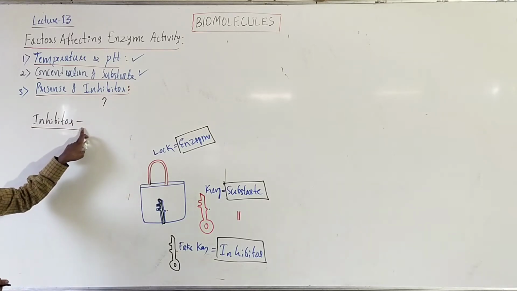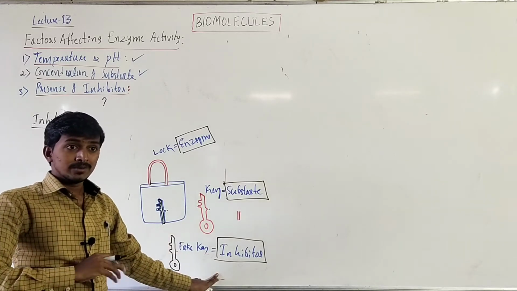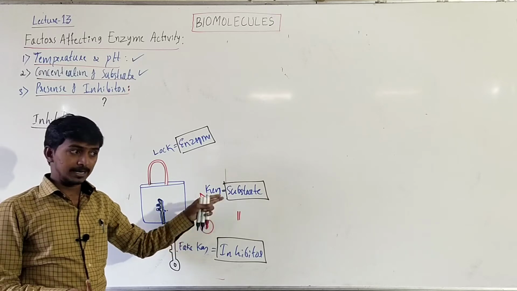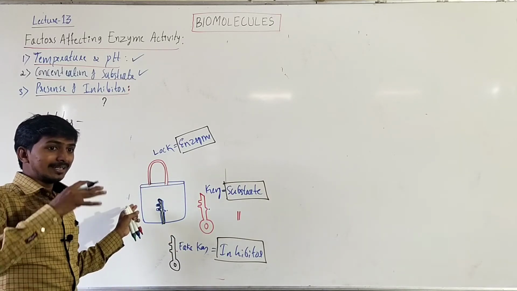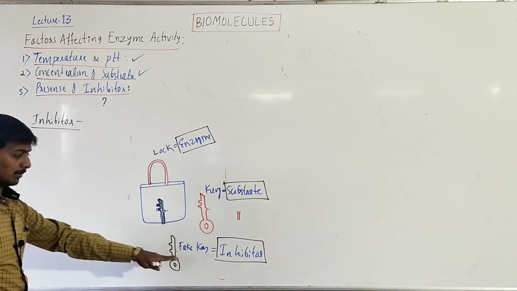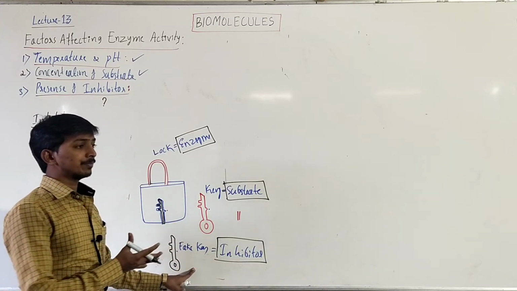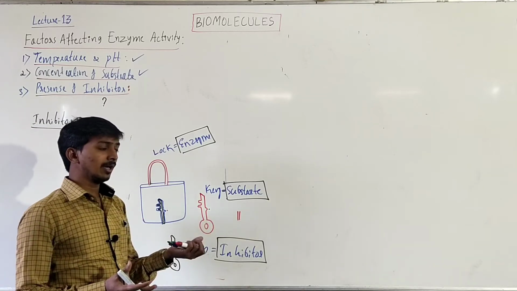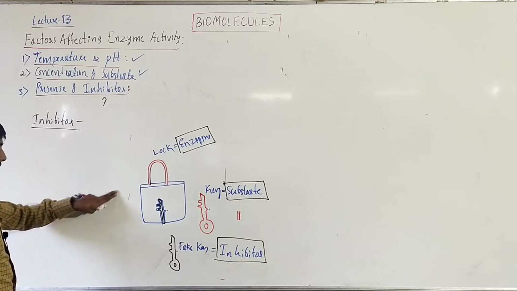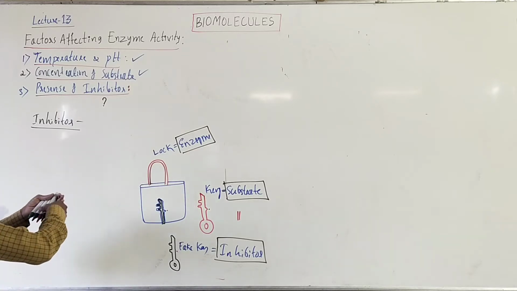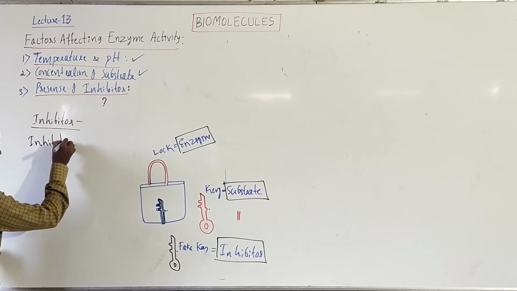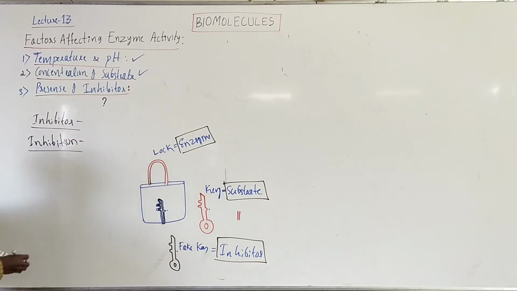Inhibitor is the substance which has a similar structure to the substrate, binds with the enzyme and suppresses the enzyme activity. A chemical that binds with the enzyme, is similar to the substrate and suppresses the enzyme activity is called an inhibitor. And this process is known as inhibition.